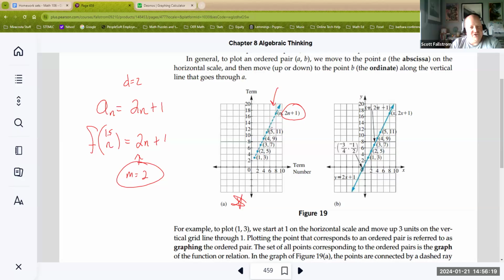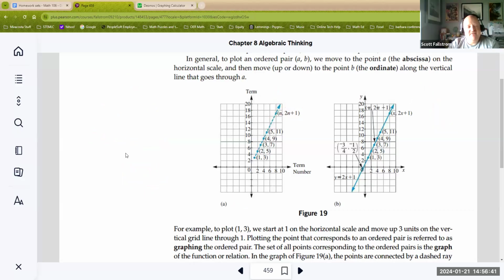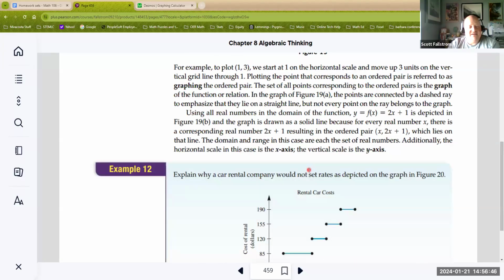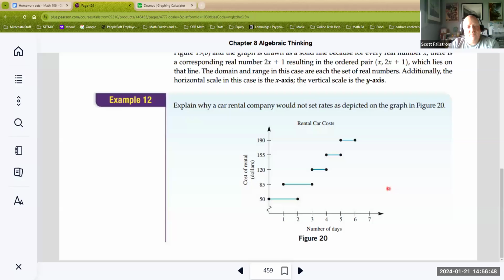Notice here the dotted line. If we were doing a function where the inputs were real numbers, any real number, then you'd have a solid line because every point on that line would work. So that sometimes you see a little bit of a difference. You're like, sometimes it's just the dots. How come? And it's just the dots because that's the definition. Okay.